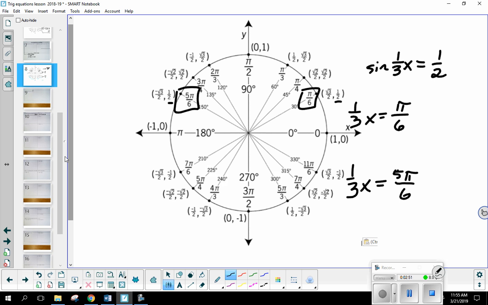Well, I could divide through by 1/3, but it's probably going to be better if I just multiply both sides by 3. Because what's 3 and 1/3 going to do to each other? They're going to cancel. So x is equal to, now this would be 3 pi over 6, but that's pi over 2. Now I'm going to do the same thing for the other one. So those are going to cancel. So x is equal to 5 pi over 6 times 3, what would that be? 15 pi over 6.